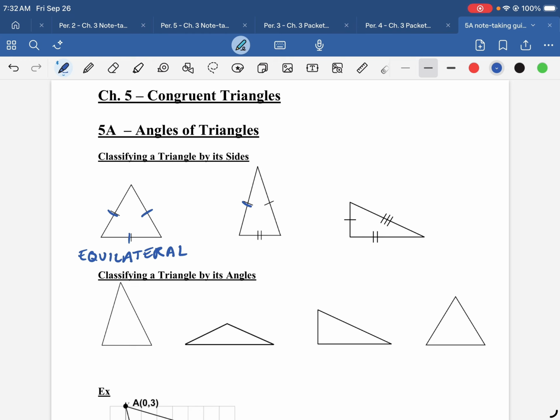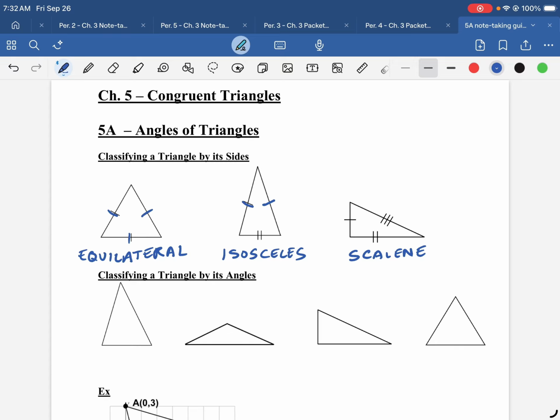On the next one, we have 2 congruent sides and then a non-congruent side. This is called an isosceles triangle. And last but not least, we've got this one with 3 non-congruent sides. This is called a scalene triangle. So that's how to classify a triangle by its sides. There's only 3 ways. We can also classify a triangle by its angles.